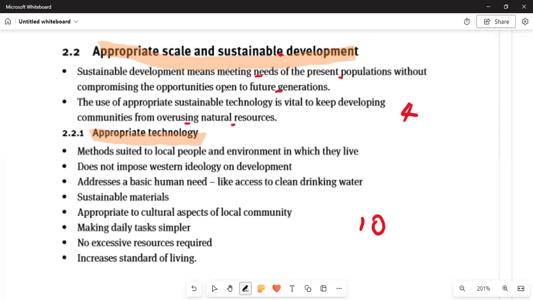Let us also understand that we have a vision. So we are saying that number 1, methods suited to the local people and the environment in which they live. Number 2, does not impose Western ideology on development. Number 3, addresses a basic human need like access to clean drinking water. Number 4, sustainable materials. Number 5, appropriate to cultural aspects of the local community. Number 6, making daily tasks simpler. Number 7, no excessive resources required. And then number 8, increased living standards. And then in the examination, they can seek.